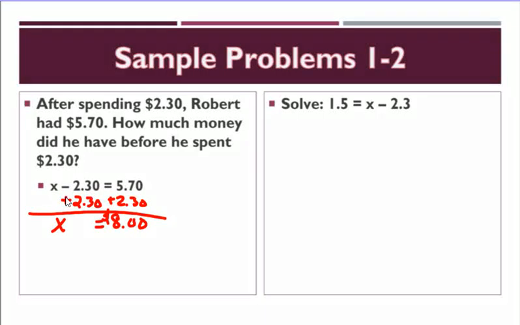Let's look at the next one. 1.5 is equal to x minus 2.3. So right now both sides are equal to each other. I want to solve for what x is. I need to do the opposite of subtracting 2.3, which would be adding 2.3 to both sides. When I do that, I'm left with x on the right-hand side, and I have 3.8 left on the left-hand side.